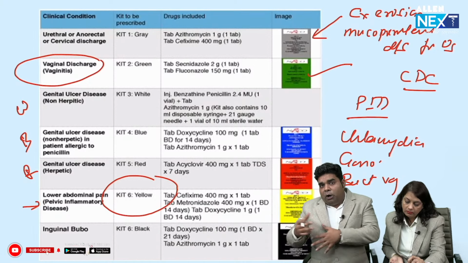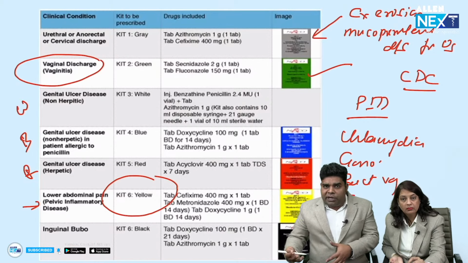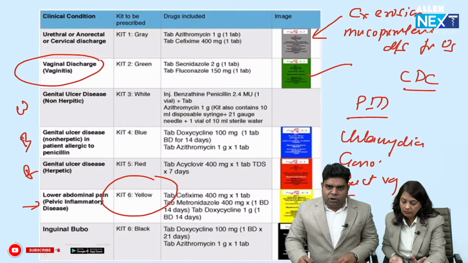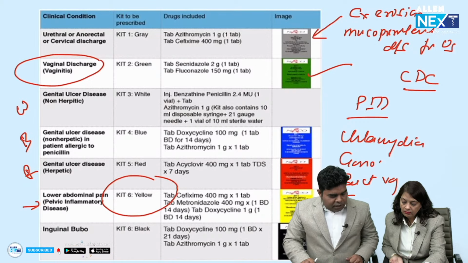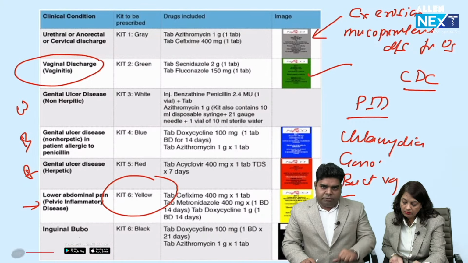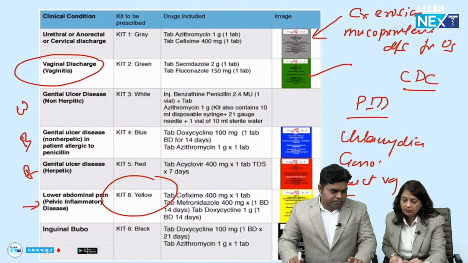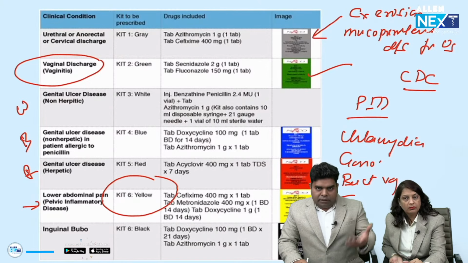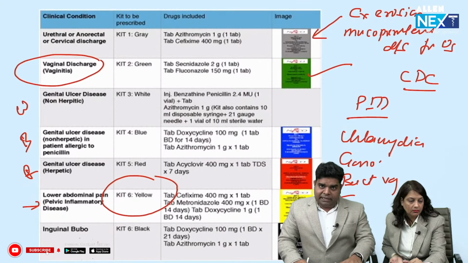And because it is in the pouch of Douglas, we need a treatment of longer duration, 14 days. That's why we are using Doxy and Metro for 14 days, twice a day. And last is inguinal buboes, which are treated with black. So WBR, and then start with gray, the most common color, and that is there.